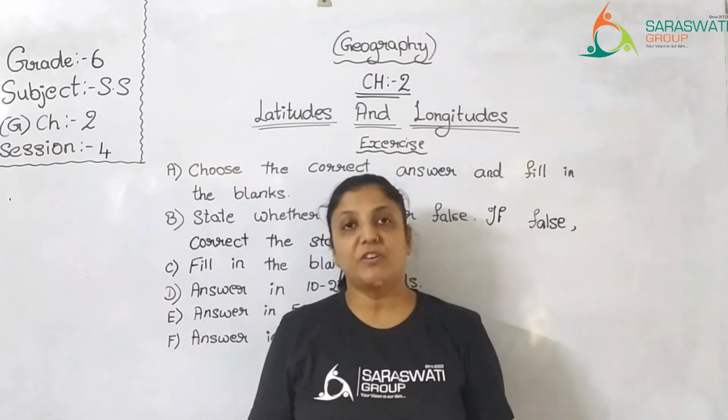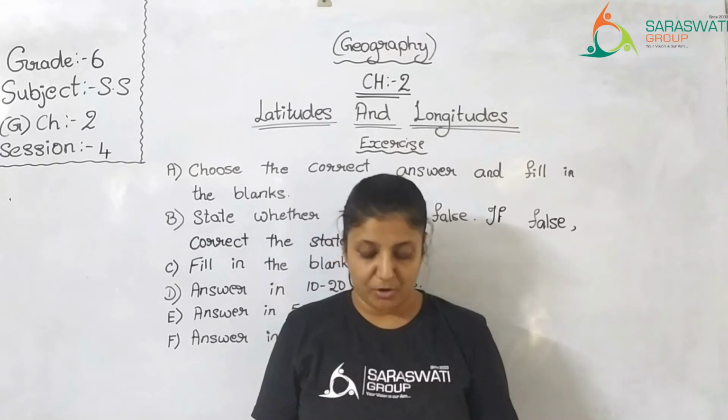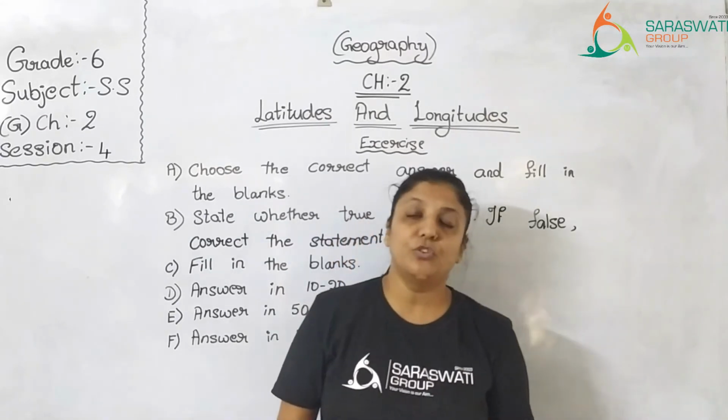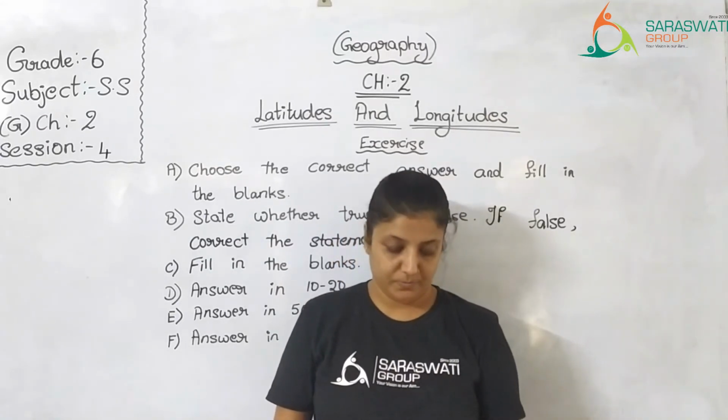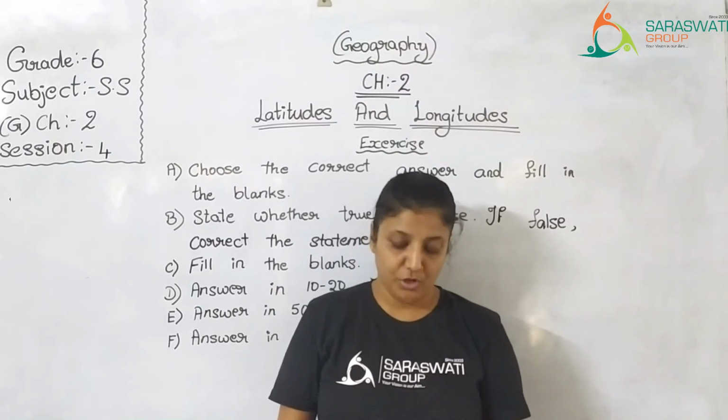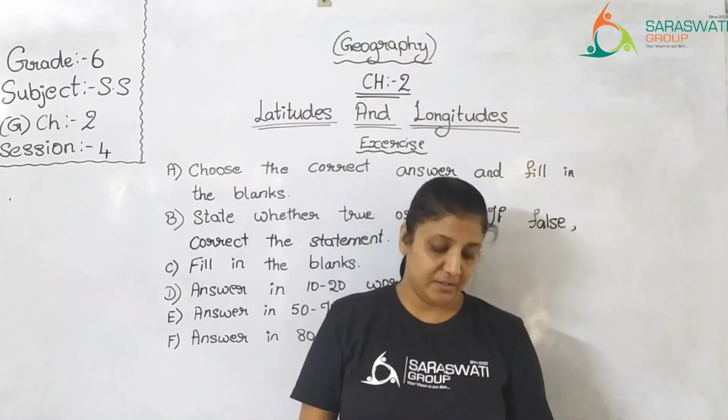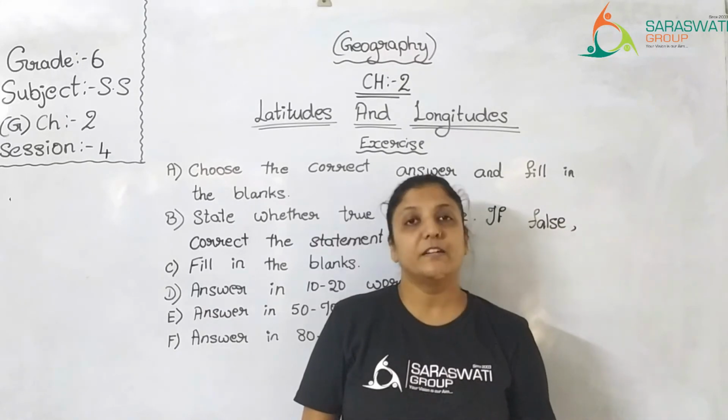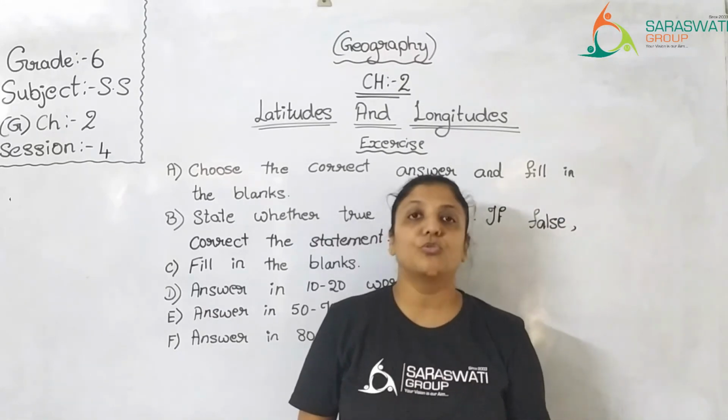This zone lies between the Tropic of Cancer and the Tropic of Capricorn and is also known as the tropical zone. This is the hottest zone on the earth as it receives more or less direct rays of the sun throughout the year.